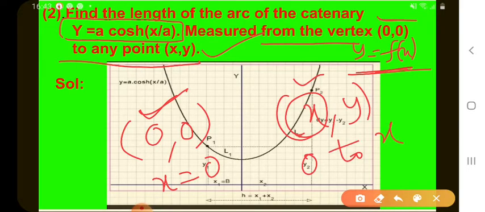Is it clear or not? The given equation is in the form y equals f of x. If the equation is in y equals f of x form, first we find the limit values of x. Here we already have 2 points, 0, 0 and x comma y. From those points we take only the x values. From 0, 0 the value of x is 0, and from x comma y the value of x is x. So the limits are 0 to x. Already we know the limit values. Next, if the function is in y equals f of x form, we find dy by dx.